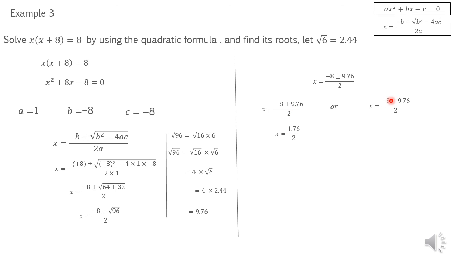Here negative 8 and negative 9.76, both negative, same sign, that means you have to add. Then if you add, you get 17.76, that is negative. Then divide by 2. This decimal number you should divide by 2, student, that is 0.88. And this decimal number if you divide, then you get negative 8.88. Those are the solutions.